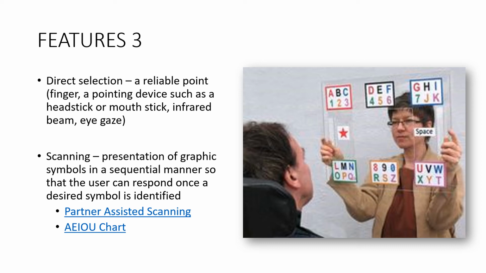And then there's scanning. So for people who can't actually do those types of pointing, there's a presentation of graphic symbols in a sequential manner so that the user can respond once a desired symbol is identified. So here I actually have two examples. I would recommend you watch the top one for sure. The bottom one is actually my students. As an assignment, they had to download an AEIOU chart, and then they would actually try to communicate with each other by just scanning, okay?